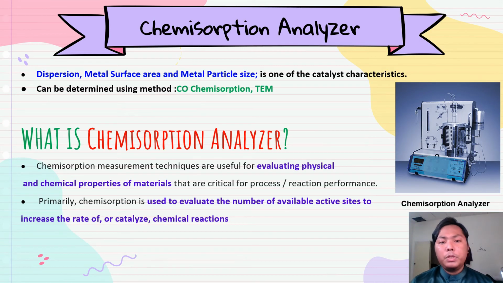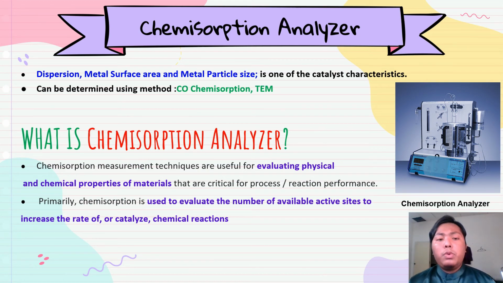The next example of a catalytic reactor is the chemisorption analyzer. As we mentioned before, dispersion, metal surface area, and metal particle size are among the catalyst characteristics. So how do we determine these characteristics? We can determine them by using the method of chemisorption. Also, we can use the TEM.